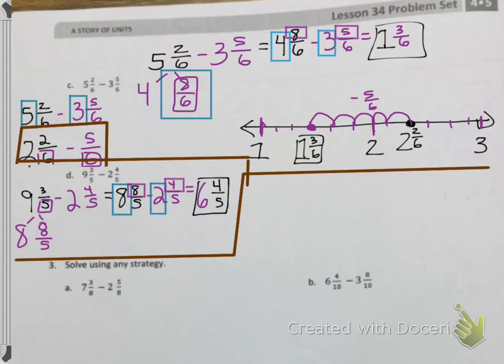Let's use a number line to help us find the difference. So same problem, 9 3/5, subtract 2 and 4/5. Okay. I'm going to subtract the wholes, just like we did before. 9 subtract 2 is 7 3/5. Subtract 4/5. All right, now all we need is a number line in order for us to solve.